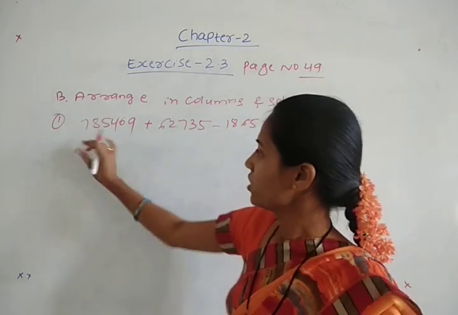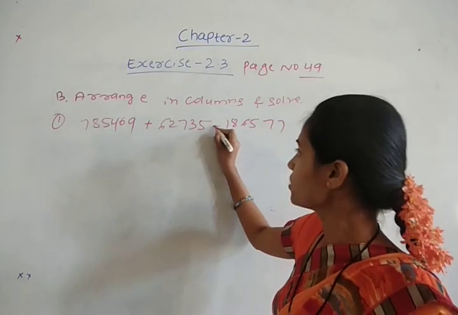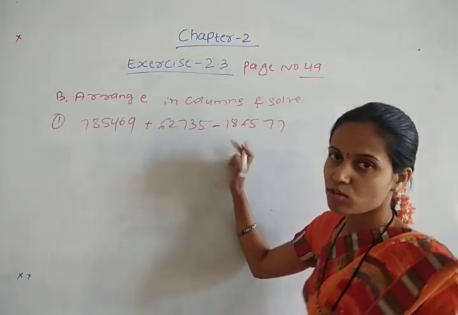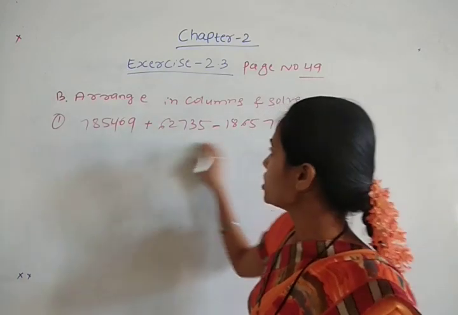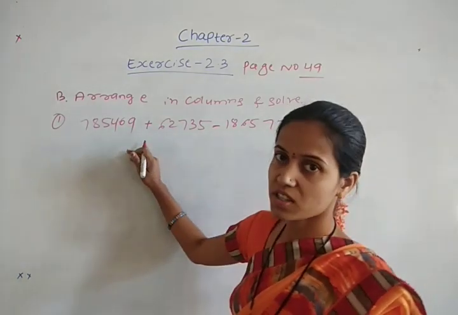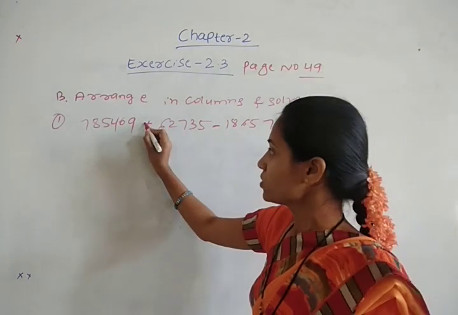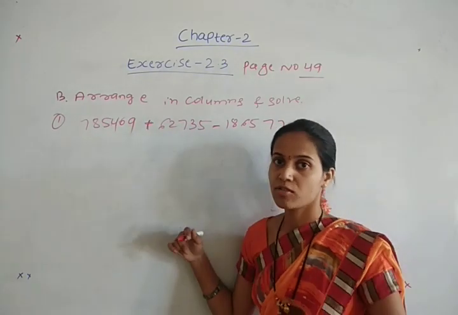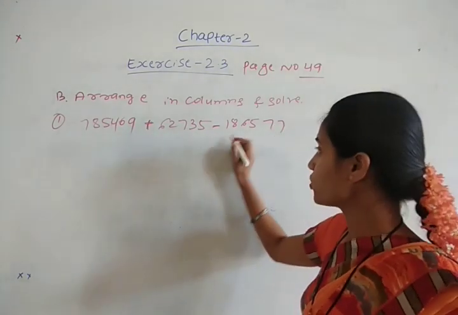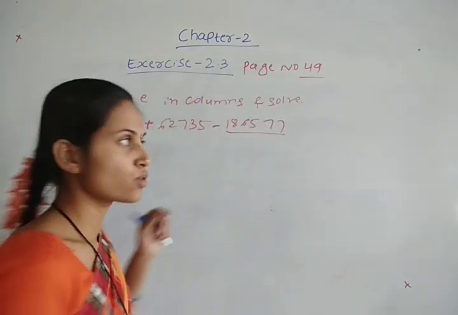They have given the two numbers having the plus symbol on one side, and they have written the number having the minus symbol on the other side. Now you need to arrange these numbers in columns and calculate. First of all you need to do the addition, and then from whatever answer you get from the addition, we need to subtract this number. Now let us do the addition of the first two numbers.